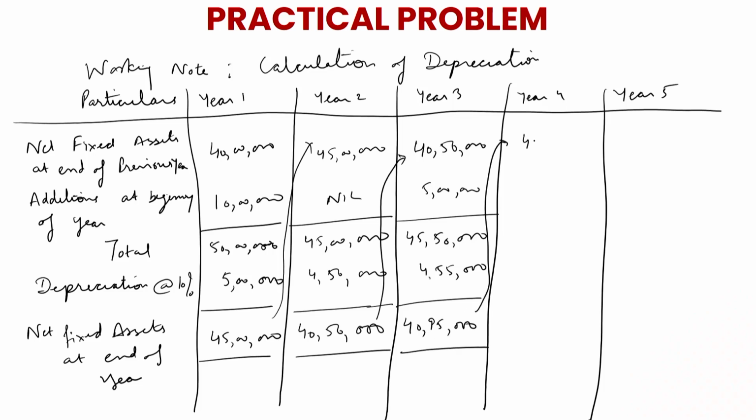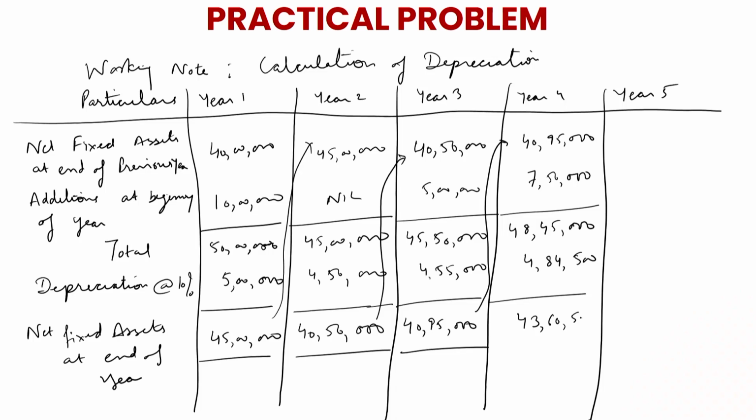Taking to year 4, 40 lakh 95,000. As mentioned in the information, there is a further investment in the fixed assets amounting to rupees 7 lakh 50,000. I reached the figure of 48 lakh 45,000. Charging 10% depreciation would be 4 lakh 84,500, and the balancing figure would be 43,60,500. You can see there are certain changes because I have just rounded off certain figures.